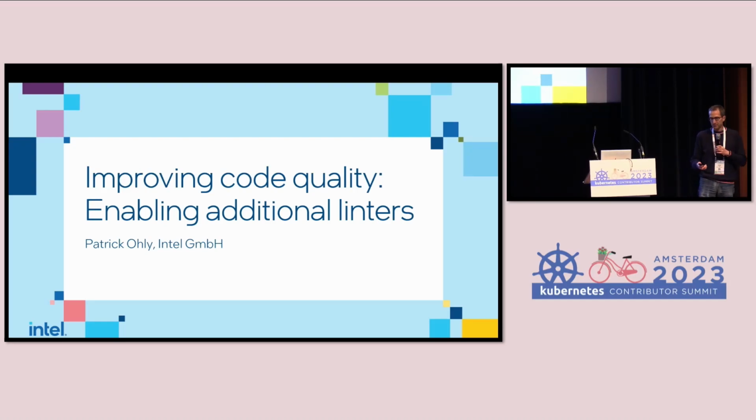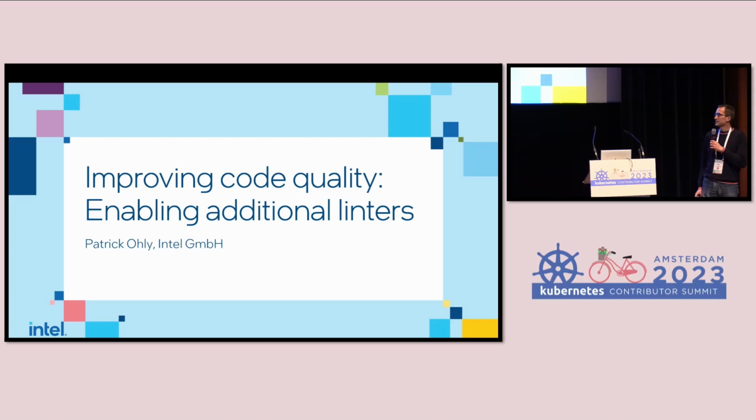Let's get started. So my name is Patrick Ohly. I'm a Kubernetes contributor, reviewer, approver, but I'm also human. I make mistakes. One thing that at some point I noticed is that Kubernetes is not taking full advantage of all the different tools that the Go ecosystem offers to help us poor humans write better code.